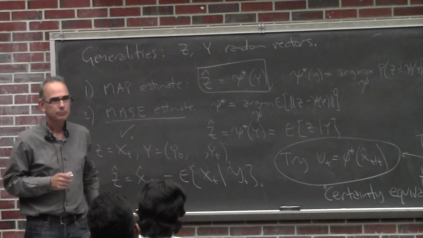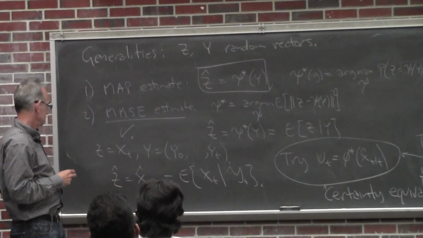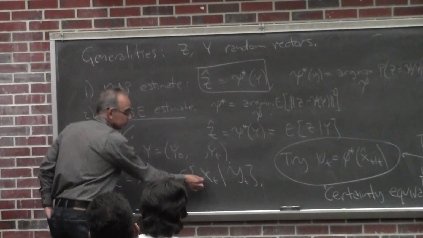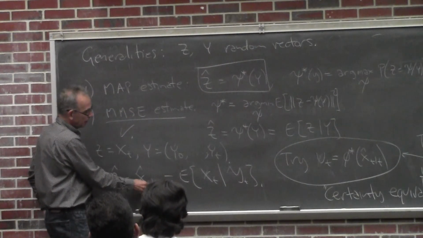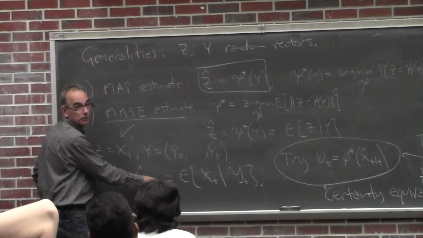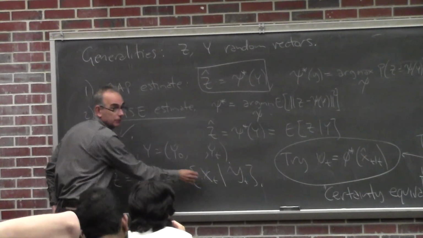What is the notation t given t? It's a common notation for estimation: my estimate at time t given observations up to time t. There's a common shorthand for that.